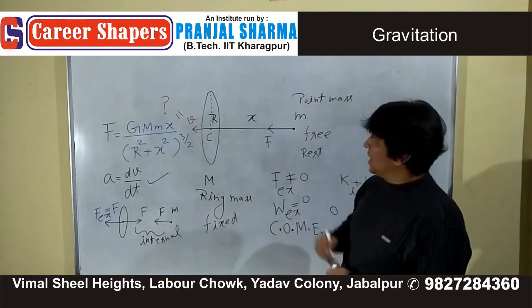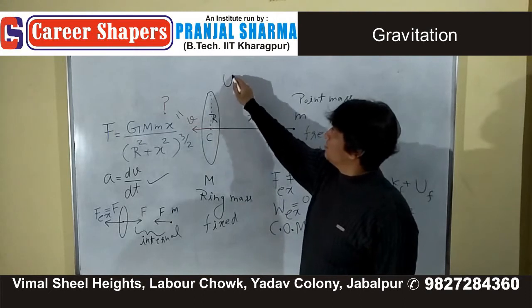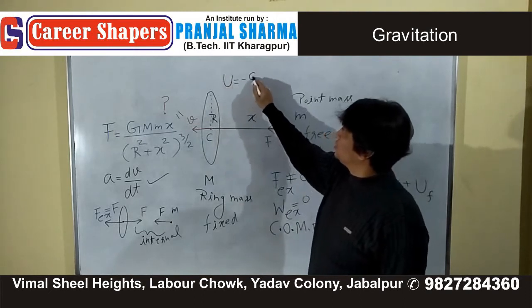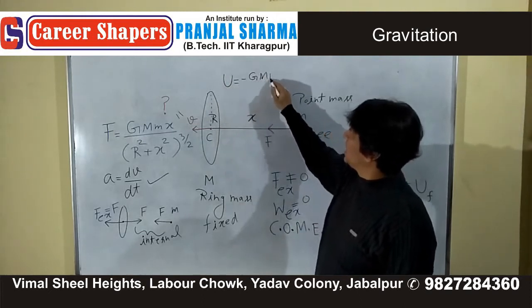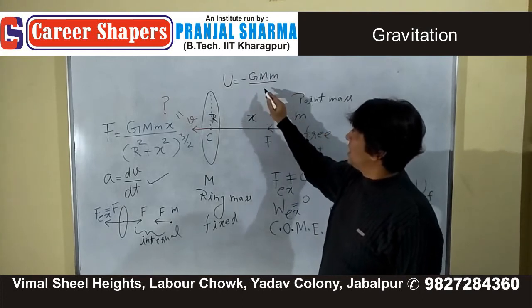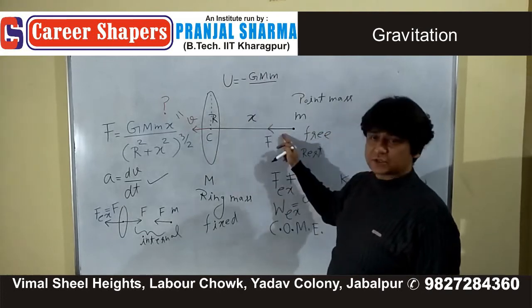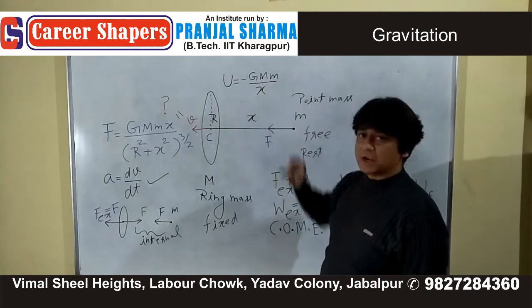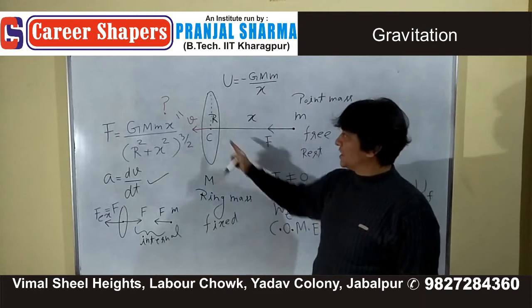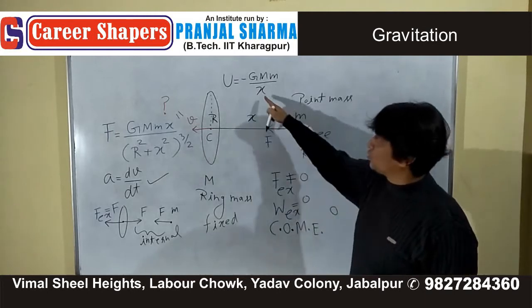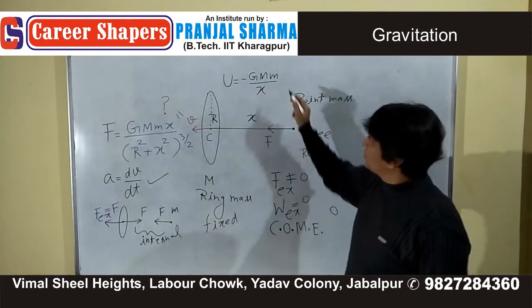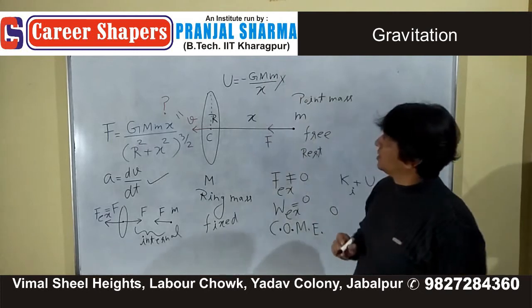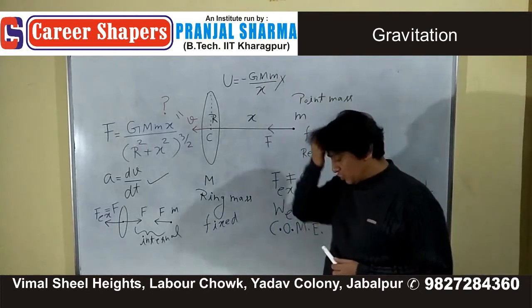Potential energy, you know that, is minus of G M divided by x when the separation is x. What is the separation between the ring and the point mass? It is x. But this is wrong. What is wrong with this?